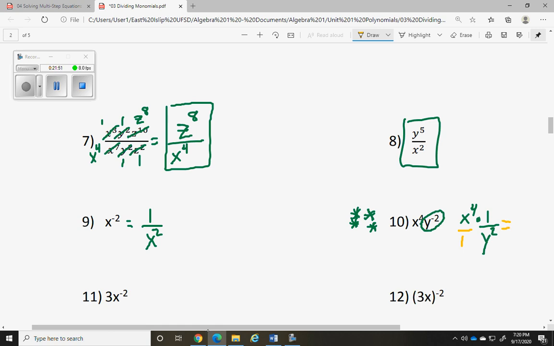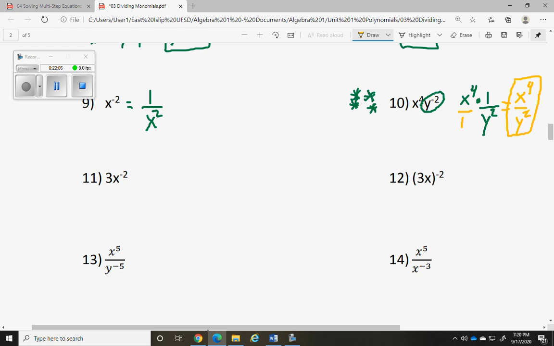And when I multiply the numerators, I get x to the 4th. And when I multiply the denominators, I get y to the 2nd. There are no common factors, so that's your answer. So this is where things maybe start to get tricky, so you have to be really careful. Number 11 and number 12 look similar, but they're two different questions.